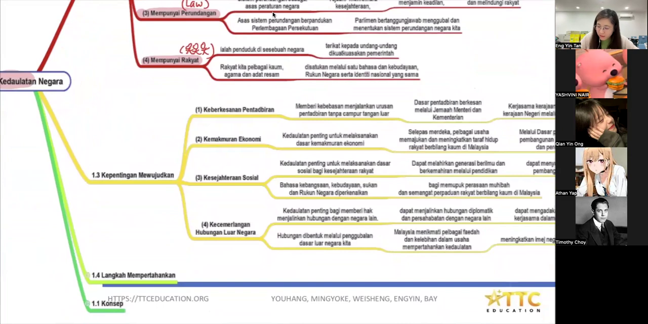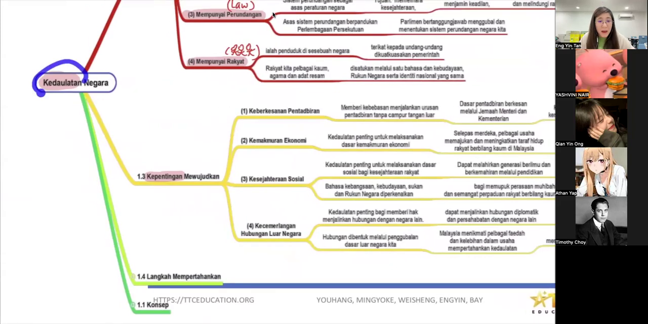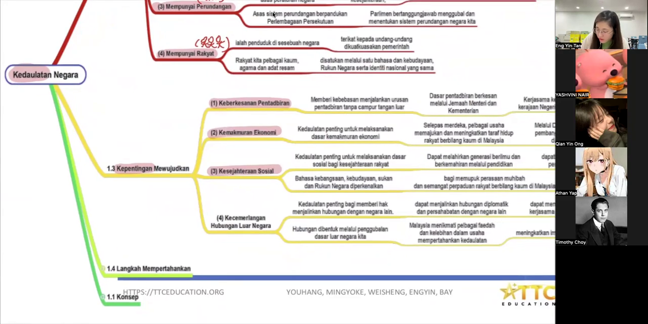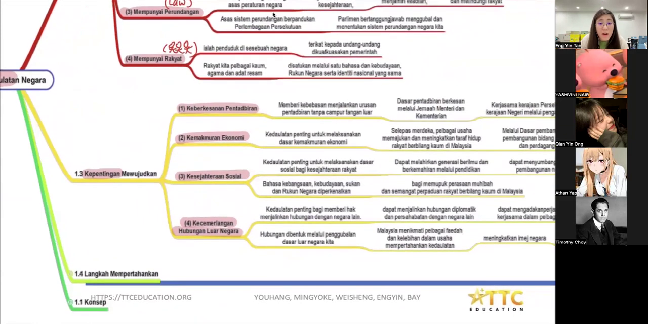Okay, then the kepentingan. Everybody, kepentingan. So what's the importance of having this power? Again, go back to the roots, the power. So when a country has the power, meaning what? Meaning keberkesanan pentadbiran, kemakmuran ekonomi, kesejahteraan sosial, kecemerlangan hubungan luar. So very easy, right? Just think like this. Hey, we have the power. We have the power means we can manage our own way. We can make the decision. You no need to every time refer to British.